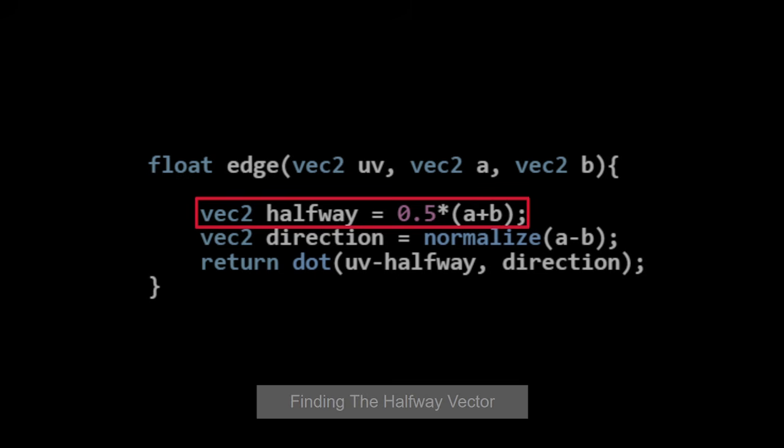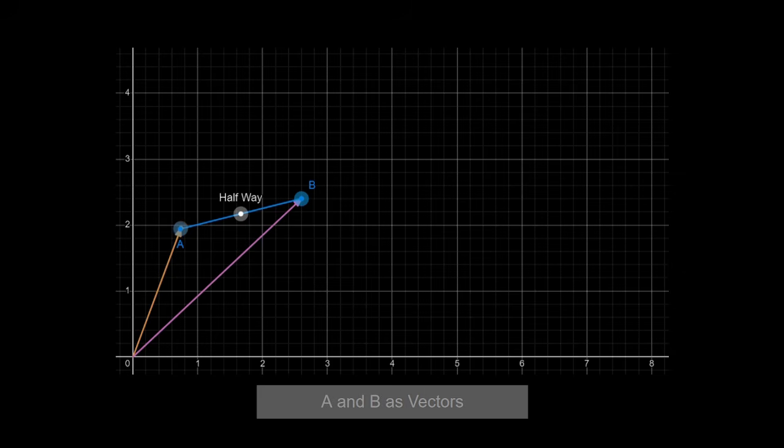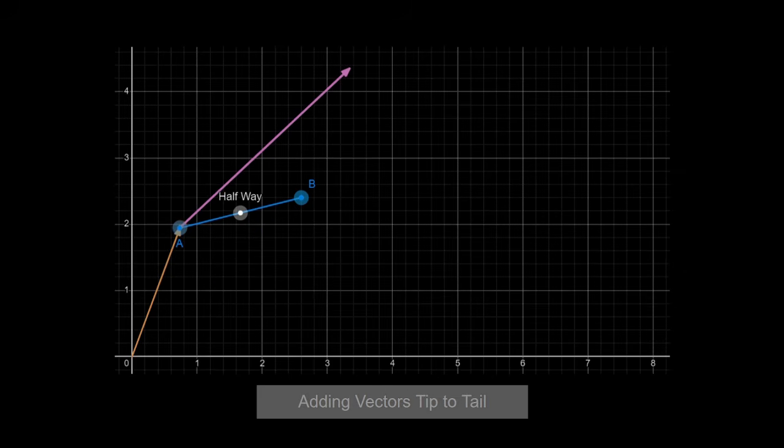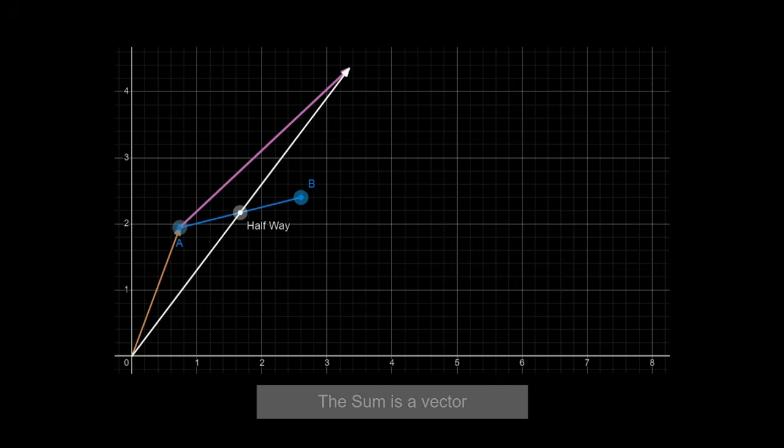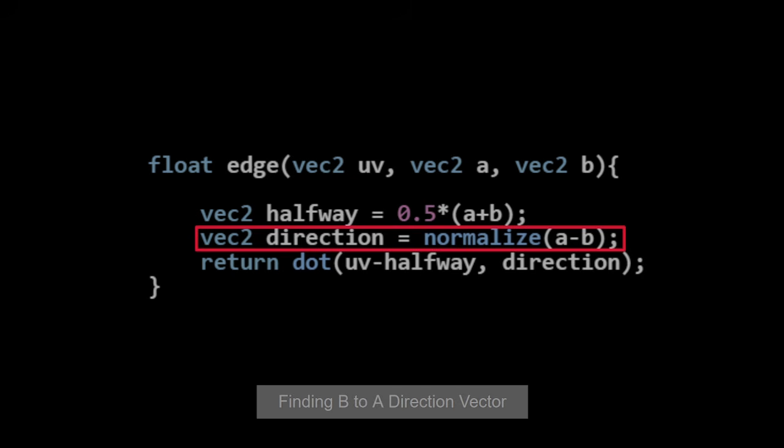So here we're finding the halfway vector. If we have our point A and B and the halfway point between them, and A and B are actually vectors coming from origin, then we can show these vectors added tip to tail like this, giving us a new vector from 0 to wherever that new endpoint would be, and it crosses the halfway point at halfway. So if we multiply that vector by 0.5, we get the green vector to the halfway point. Slightly out of order, but the vector we project onto will be a unit vector along B to A.